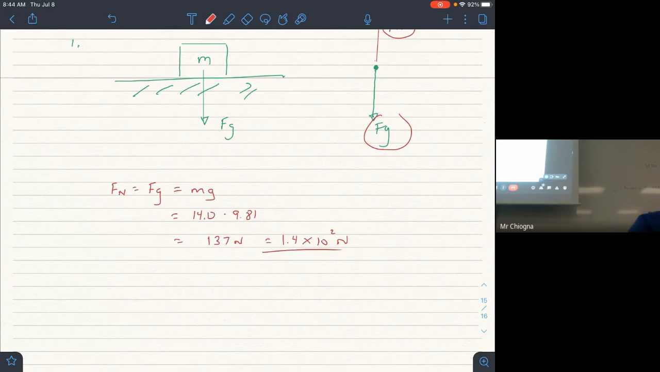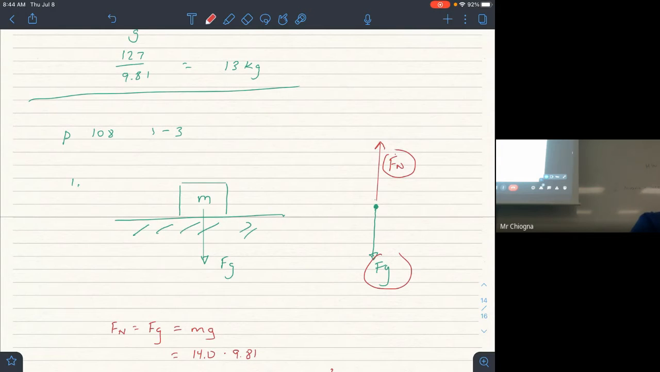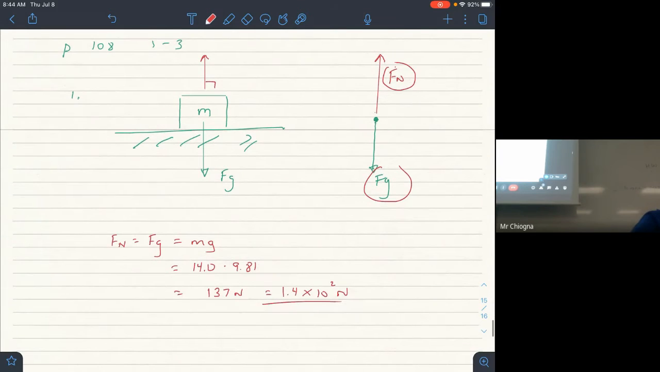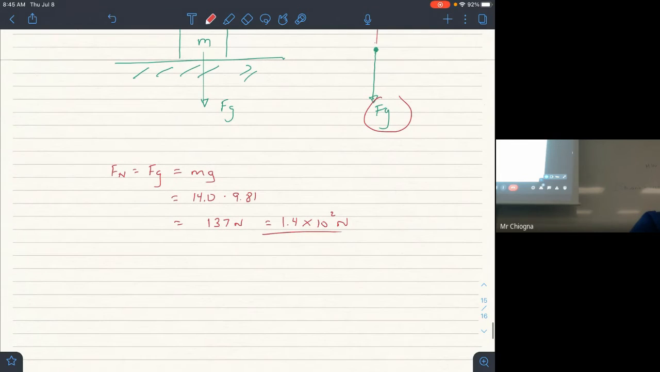I know it's upwards. Normal force is always pointing away from the surface, pointing this way, and perpendicular to the surface. Normal means perpendicular to the surface. Okay, 2. Read that.